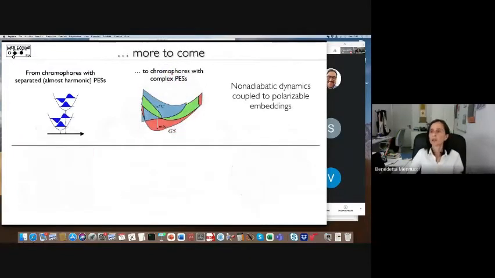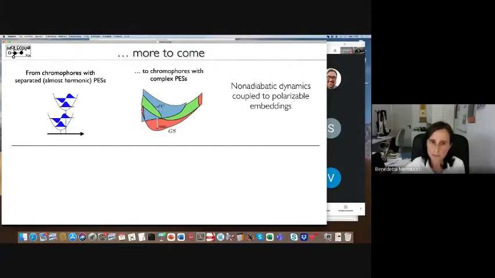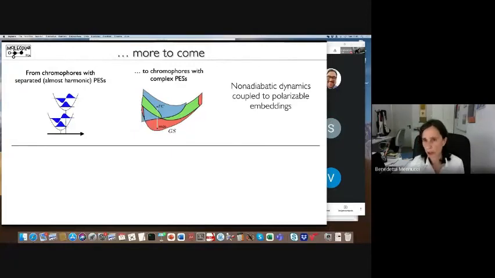So what can we do to have an even more complete picture? What we have to do is to move from protein-induced processes which are based on chromophores with well-separated electronic states to a more complex picture which requires non-adiabatic dynamics. So in our group, we are now working on the implementation of non-adiabatic dynamics coupled to polarizable embedding.